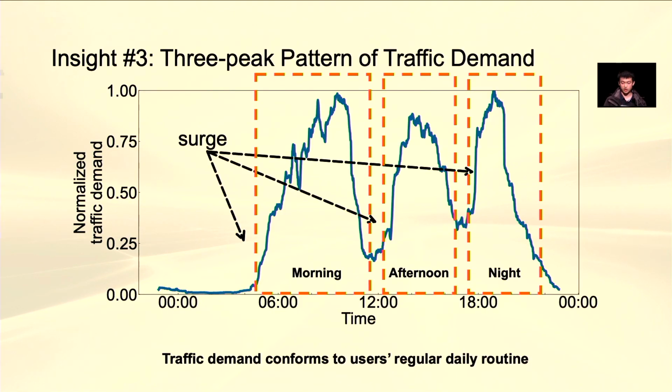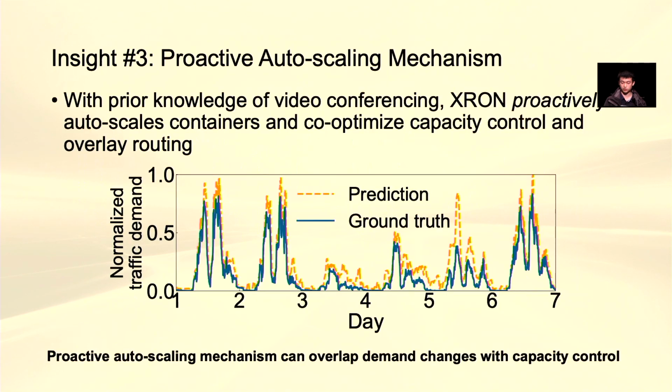Our key insight is that the traffic demand conforms to users' regular daily routine. The video conferencing demand surges when the work time starts and falls back when the work time ends in the morning, afternoon, and night. The figure shows an example. Because video conferencing is mainly used for daily or weekly meetings in companies and scheduled online classes in schools, we can accurately predict the video conferencing demand in the near future. Based on this insight, we propose a proactive auto-scaling mechanism. It uses video conferencing statistics to predict traffic demand and proactively auto-scales containers to co-optimize capacity control and overlay routing.